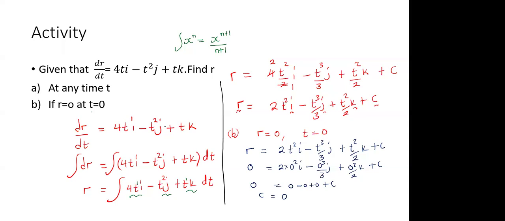So after obtaining your c, since they want you to find the value of r, you'll come and say, now my r will equal 2t squared i minus t cubed out of 3 j plus t squared out of 2 k. And now that is our r. So they wanted us to find what is r when our t is equal to 0. Hope that is very fine to each one of us. In case we are leaving you, you can let us know.